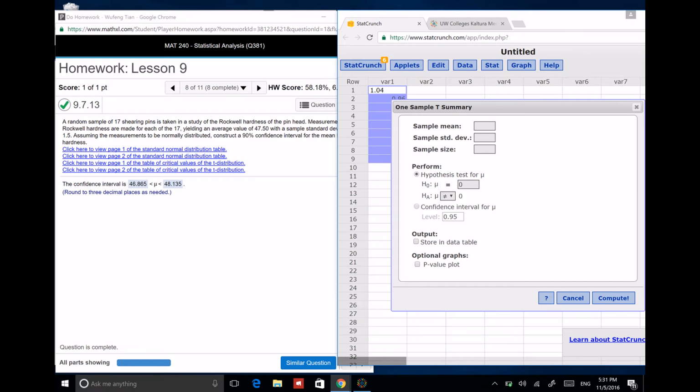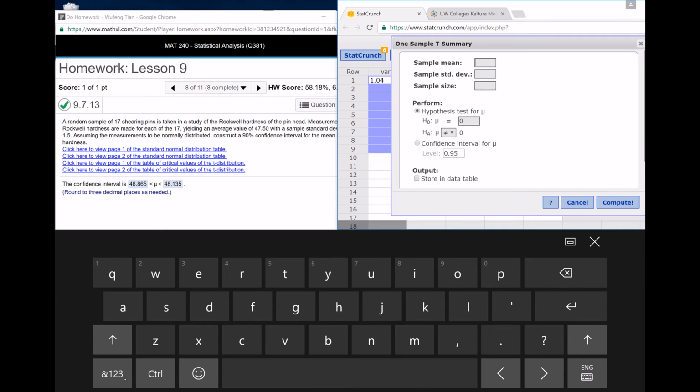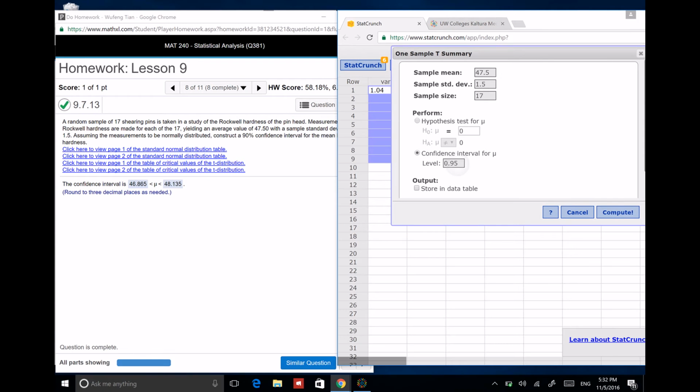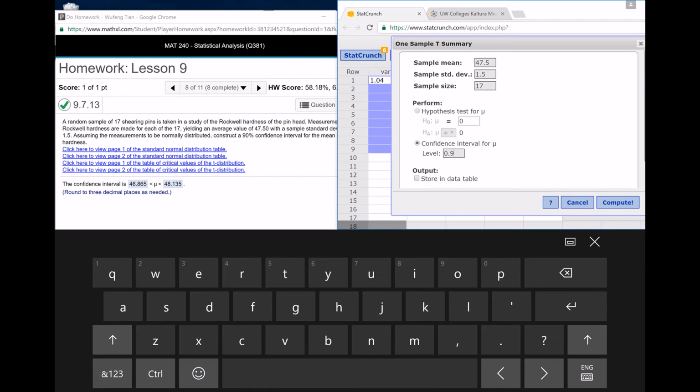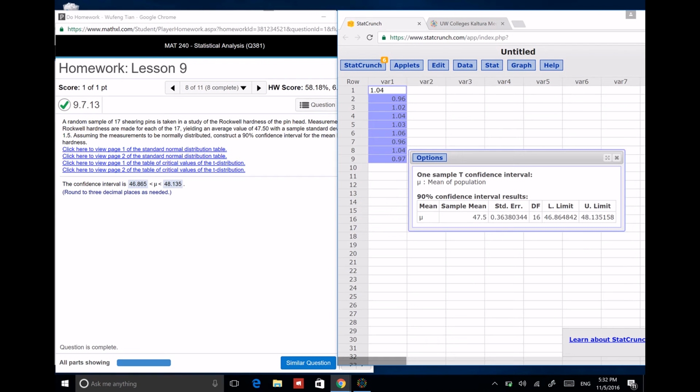Okay, sample mean is given, $47.5. And the sample standard deviation is given, 1.5, and the sample size is given, 17, and 90%, so you have to change that. Compute that, and you have the lower limit and upper limit.